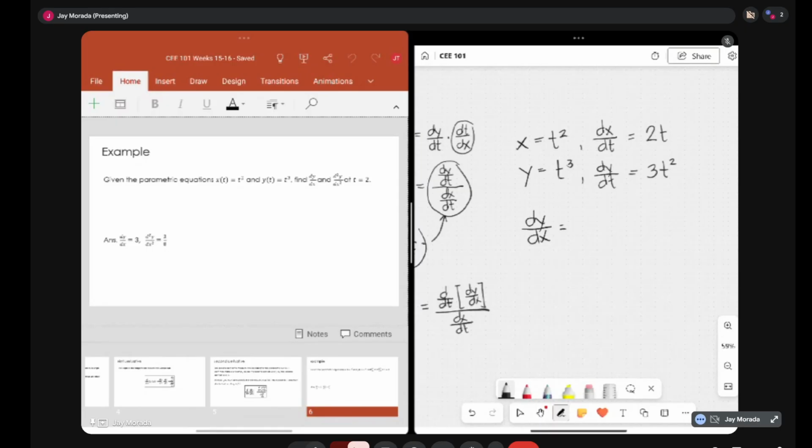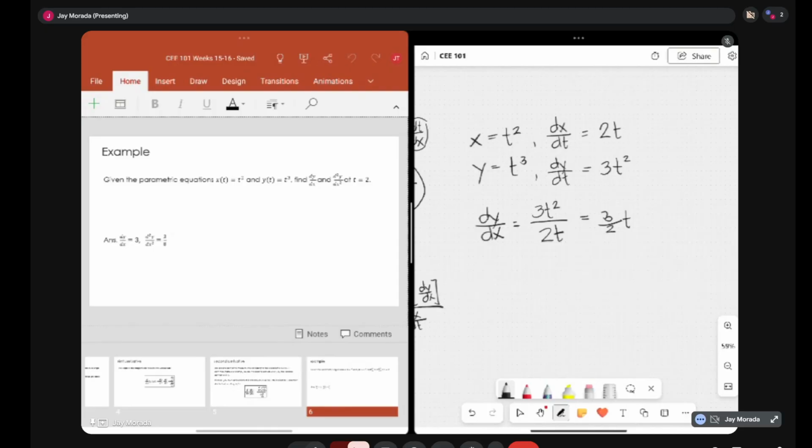You have 3t squared over 2t, leaving us with 3t over 2. Now, we have to find that value at t equals 2. Therefore, we have to substitute 2 for t, giving us 3 times 2 over 2, that is equal to 3. Right, we got our first answer.